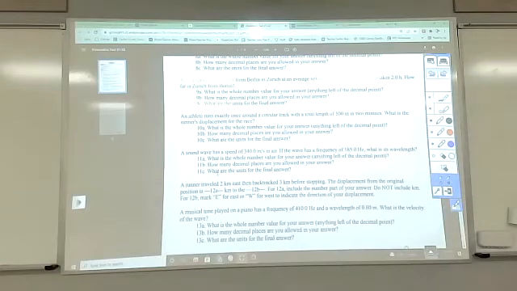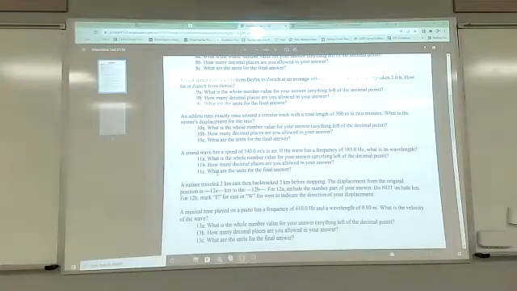Number 12 says a runner traveled 2 kilometers east, then backtracked 3 kilometers before stopping. The displacement from the original position is blank kilometers to the blank. The directions say for 12A include the number part of your answer, do not include kilometers. For 12B, mark E for east or W for west to indicate the direction of your displacement. And because we're using E and W for our direction, we do not have to put positive or negative.